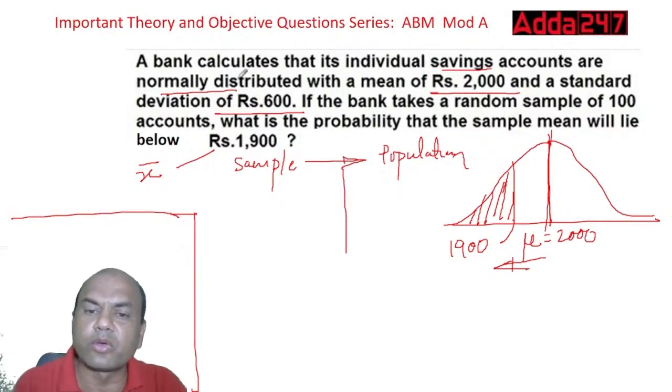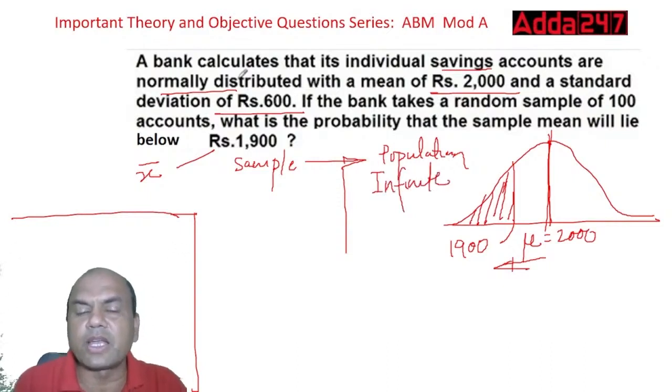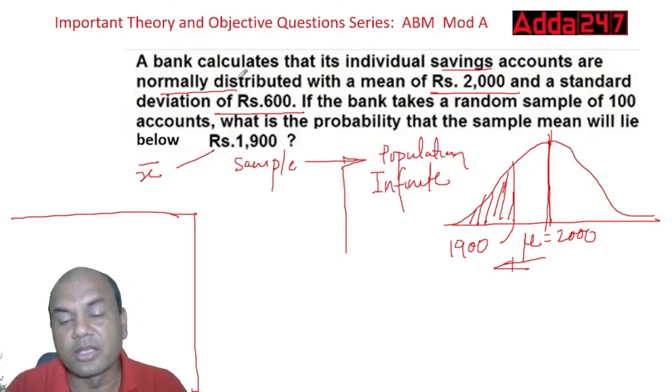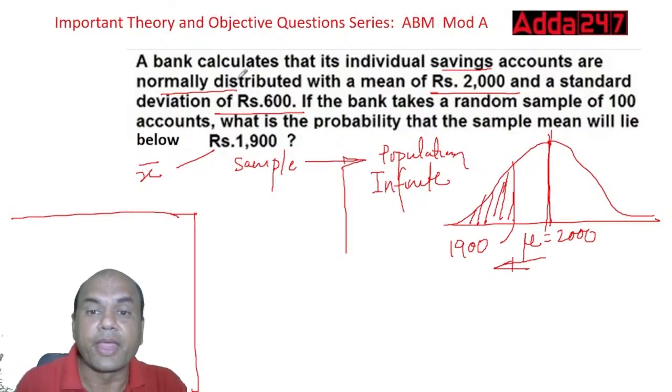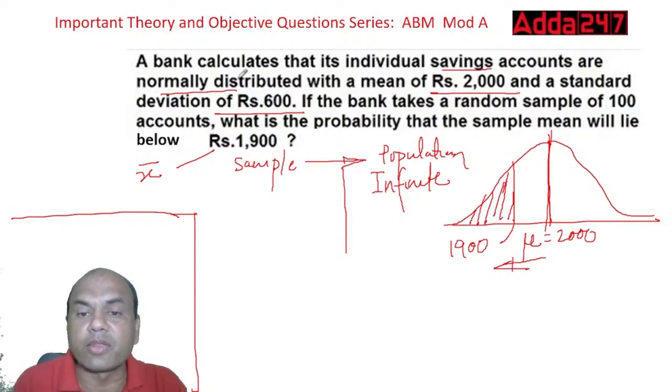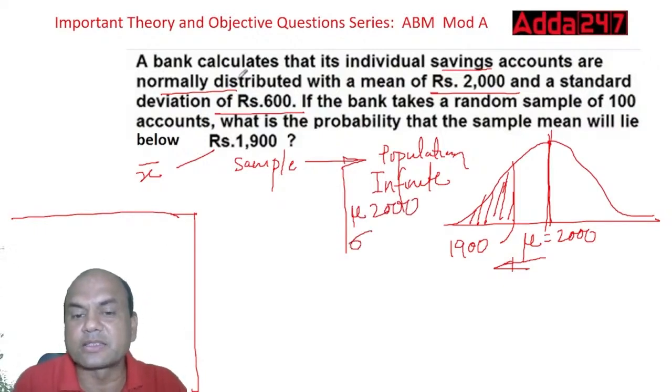Population is what? Finite or infinite? It is infinite, right? Keep it simple. Infinite. Once you get it infinite, immediately apply the standard error formula, and write down the values given. For population, mu is given as 2000. Then standard deviation, we write it as psi, psi is given as 600.